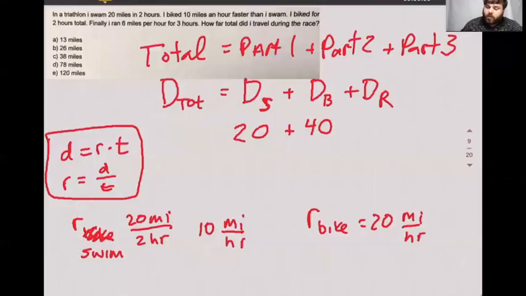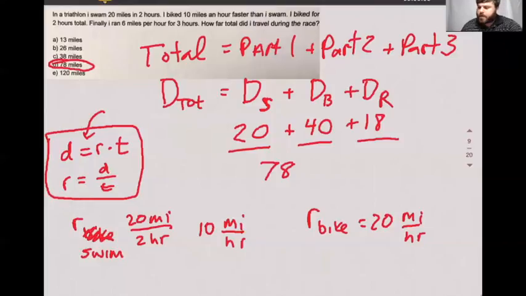So look at my first formula here. Distance equals rate, that's miles per hour, times time, 3 hours. So 6 times 3 gives me 18. That means that I swam for 20, biked for 40, ran for 18. So the sum of those is 78 miles, which is where I get D as my answer.